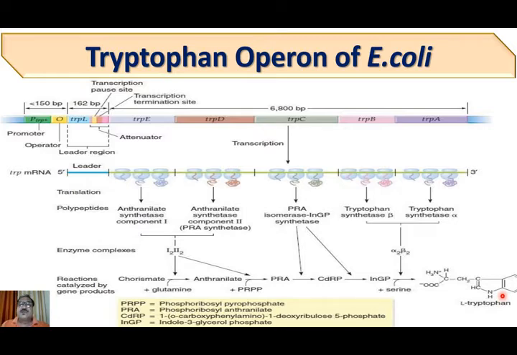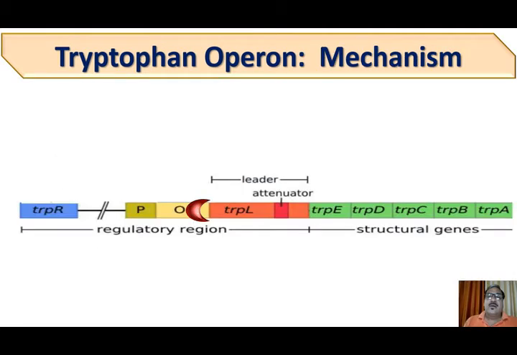Attenuation can reduce transcription of the tryptophan operon. Thus, repression and attenuation together can regulate the transcription of the tryptophan operon. Let us see how this takes place. In a tryptophan operon, genes are controlled by a repressor. Here, tryptophan, which controls the activity of the repressor, acts as a co-repressor.